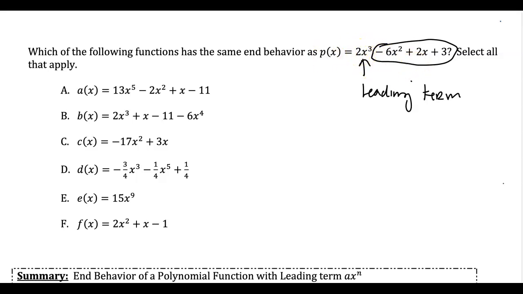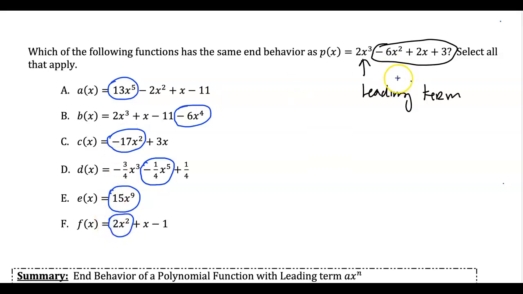So we're going to look at the leading terms for these polynomials. So the leading term here is 13x to the fifth. 2x cubed is not the leading term, even though it's in the first spot. Notice the leading term here is going to be negative 6x to the fourth, because 4 is the highest degree. Then negative 17x squared is the leading term. The leading term in D is negative 1/4 x to the fifth. This only has one term, so that's the leading term, and then the leading term here.